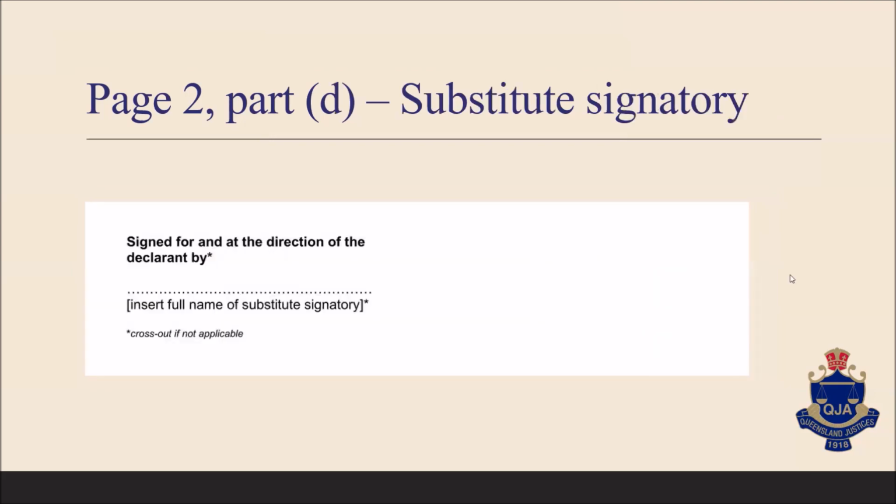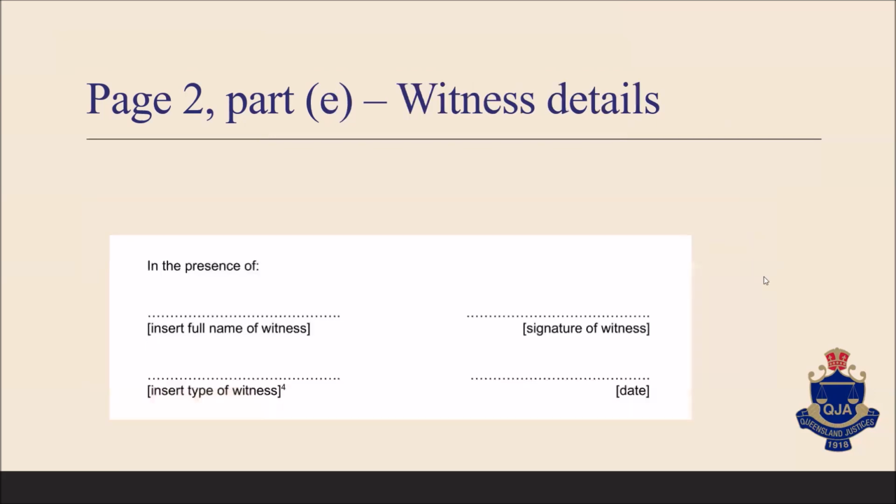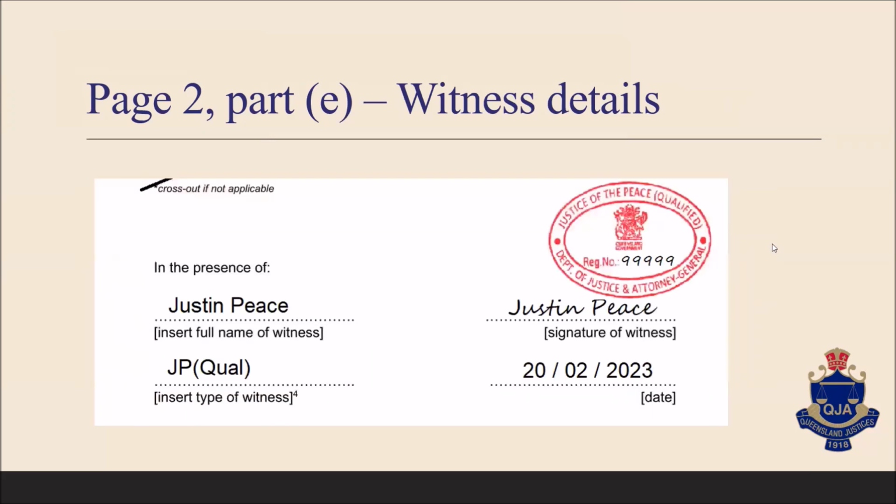Part D relates to a substitute signatory. If there is no substitute, it should be crossed out. If a substitute signed for the declarant, their name should be inserted here. Part E is for the witness to complete, and after completion, it will look something like this. I'm sure you're familiar with this sort of a process.